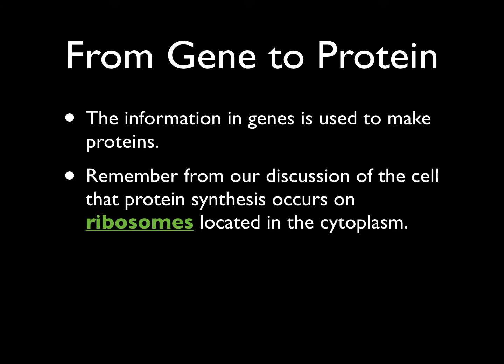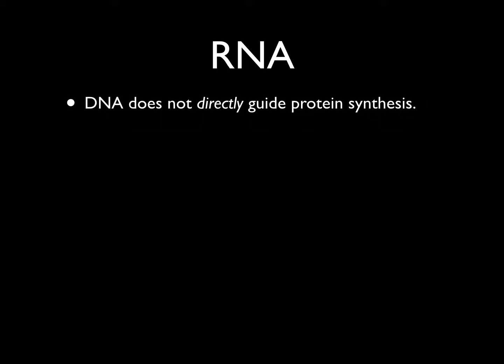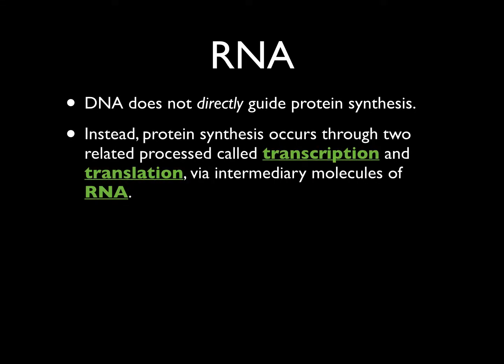But remember during our discussion of the cell, we said that in a normal functioning eukaryotic cell, the DNA is confined to the nucleus. So if the DNA is stuck in the nucleus, how then can it be used to produce proteins in the cytoplasm? In actuality, DNA does not directly guide protein synthesis. Instead, proteins are produced through two related processes called transcription and translation via intermediary molecules of RNA.